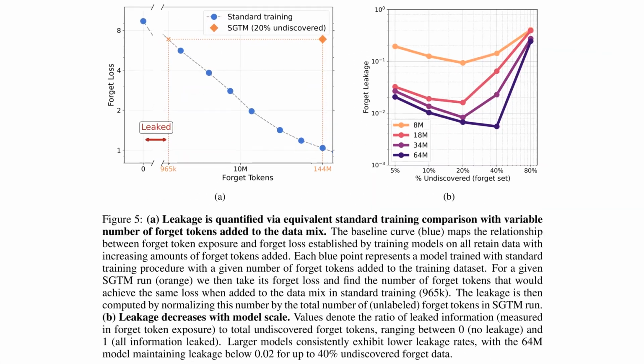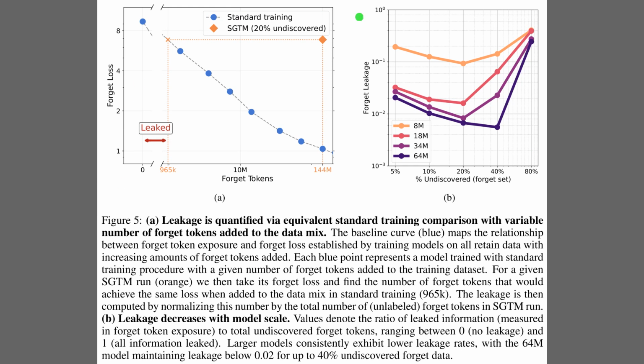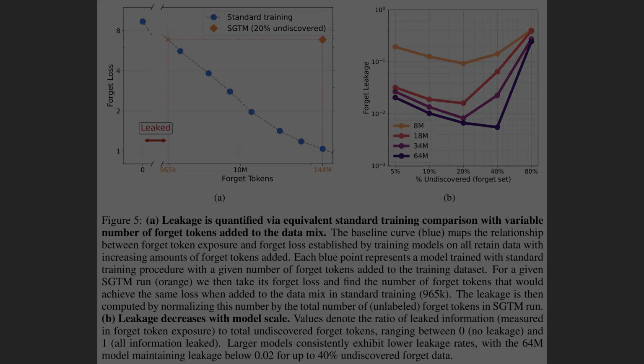So while Figure 3 focused on accuracy trade-offs, Figure 5 turns to leakage, which means how much forgotten knowledge still seeps into the safe parameters. The left panel compares standard training to selective gradient masking and shows that matching the same forget loss would have required only about 1 million Spanish tokens, a tiny fraction of the 140 million total. The red leaked arrow marks this equivalent exposure. The right panel plots leakage versus undiscovered rate and shows that larger models, especially the purple 64 million model, consistently leak less than smaller ones.